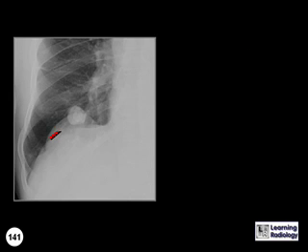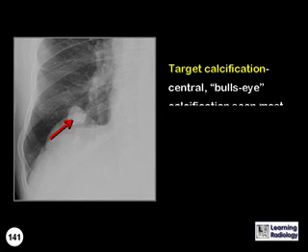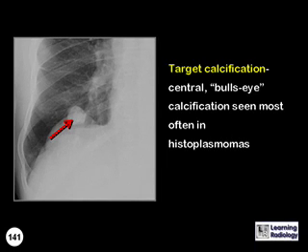What is the descriptive term for this appearance? This is a target calcification, a central or bullseye calcification seen most often in histoplasmomas.